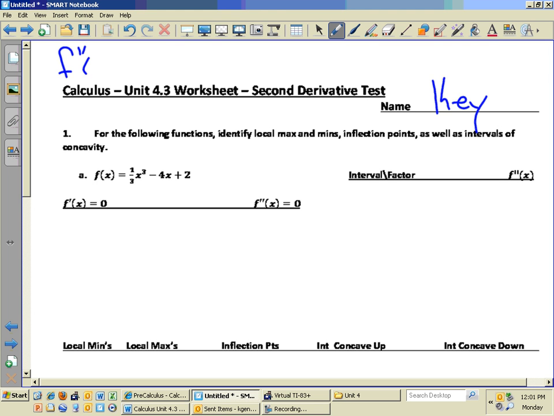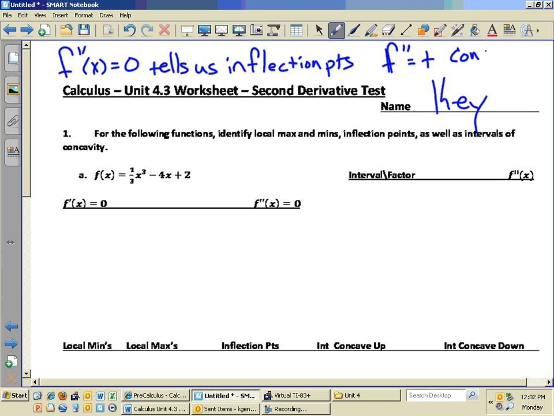At the top, please write this down, okay? F double prime of x equals 0 tells us inflection points. An inflection point is the point where concavity changes. Also write this down. F double prime is positive, it's concave up. F double prime is negative, it's concave down.